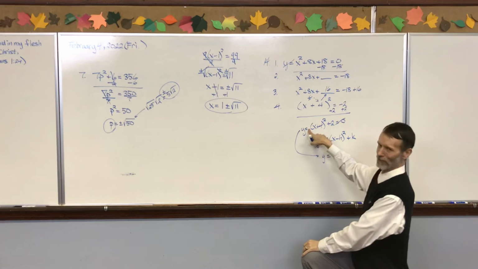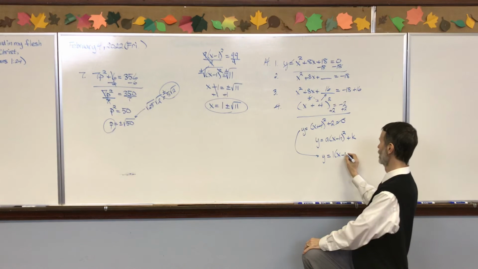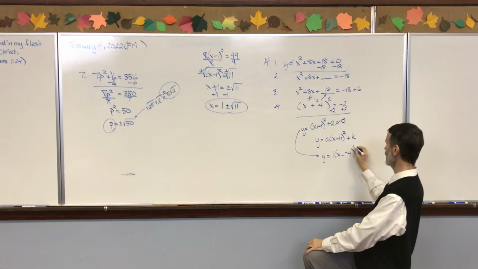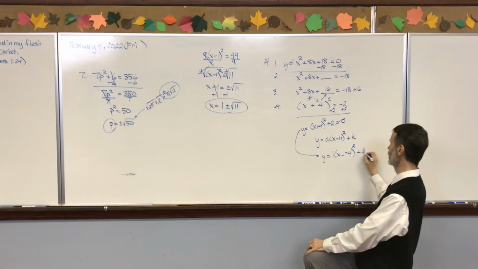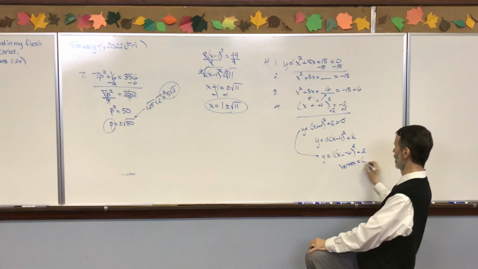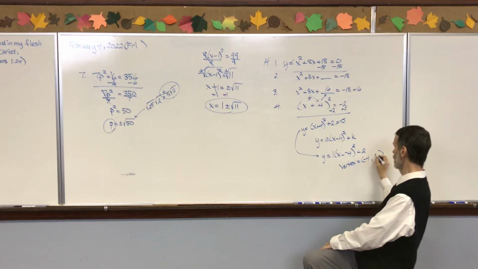What number would you use in front, by the way? 1. 1 is fine. And then x minus what? Negative 4. Good. Minus a negative is the same as plus. So x minus negative 4 squared plus 2. What's the vertex? What comma what? Negative 4, comma 2.